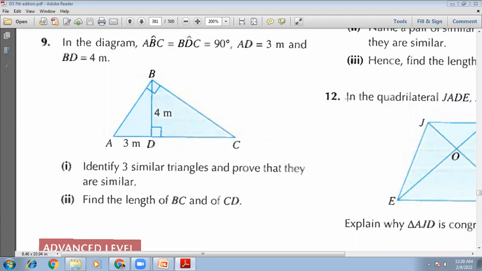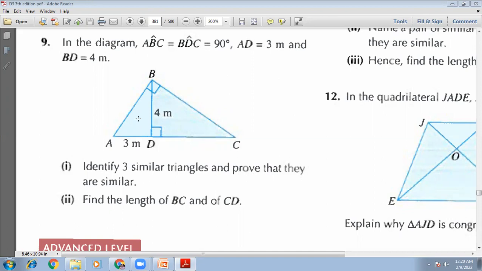D3, Chapter 11, Exercise 11B, question number 9 is showing up on your screen. In the diagram, the angles ABC and BDC are both equal to 90 degrees. So they are talking about this angle and this angle. And AD is equal to 3 meters, and BD is 4 meters. So identify three similar triangles and prove that they are similar.